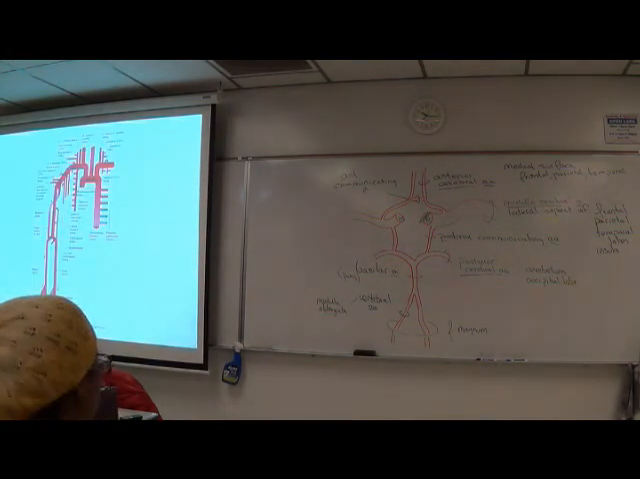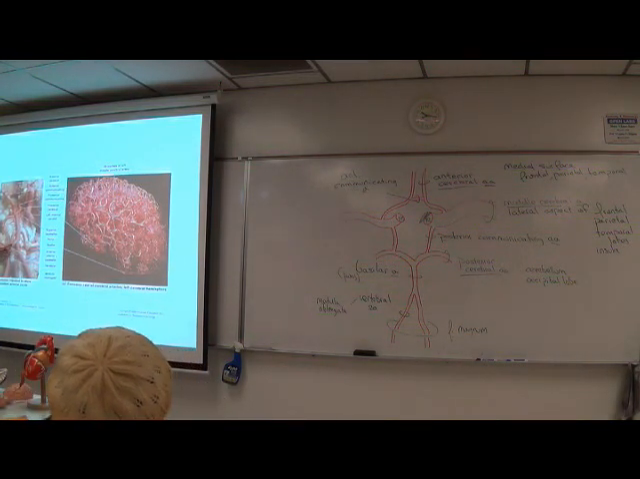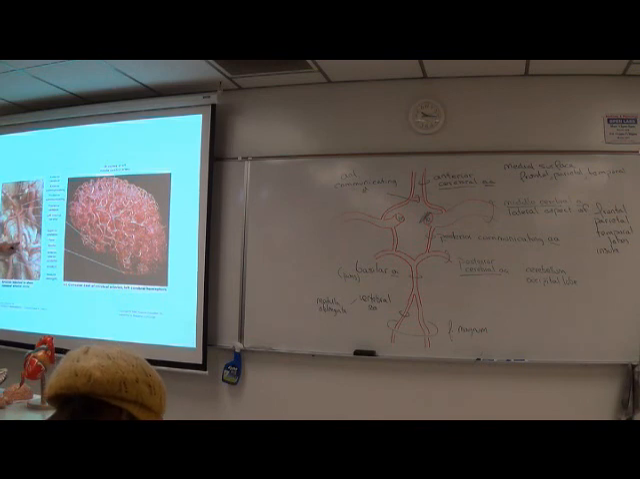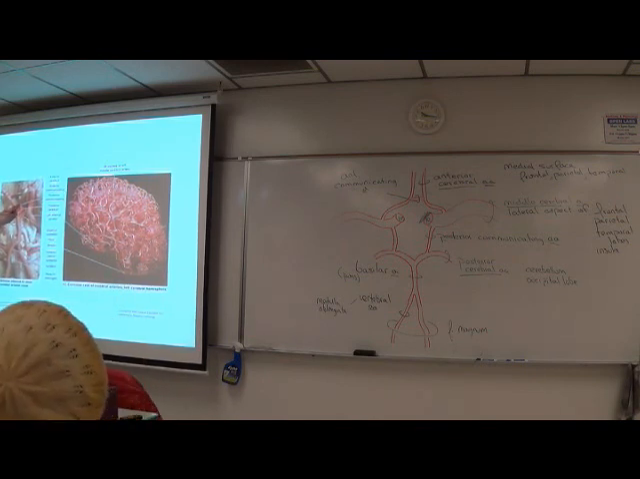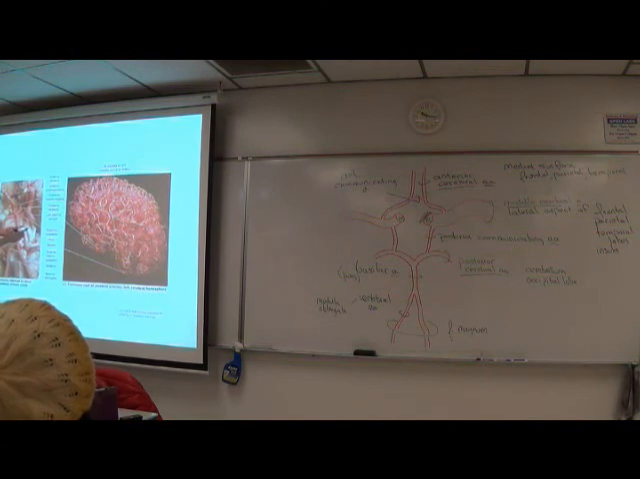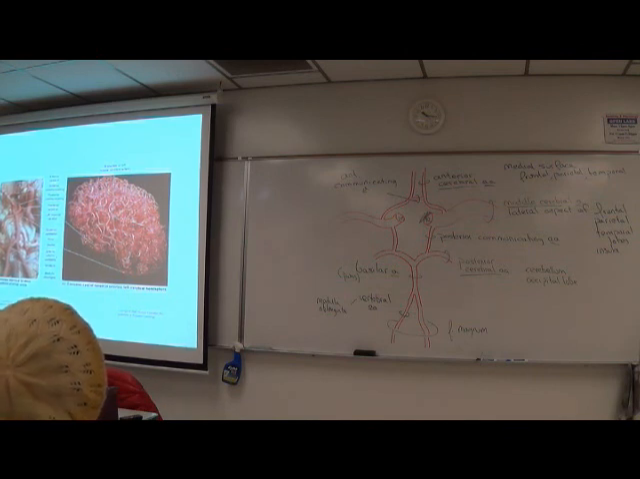So this just shows a view. Here's the vertebral arteries on the base of a real human brain. The basilar artery, posterior cerebral that's communicating, the internal carotid artery coming in here, and middle cerebral artery going out, the two anterior cerebrals. Right, so we'll stop here.